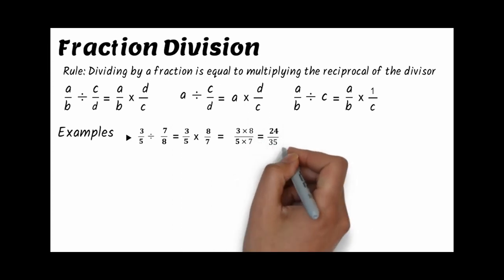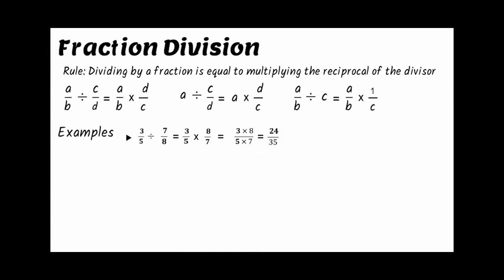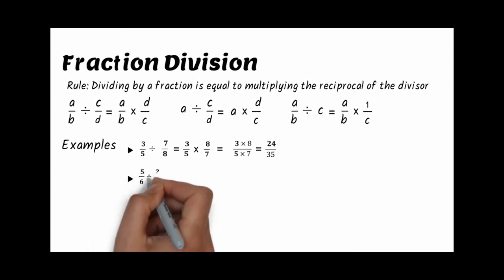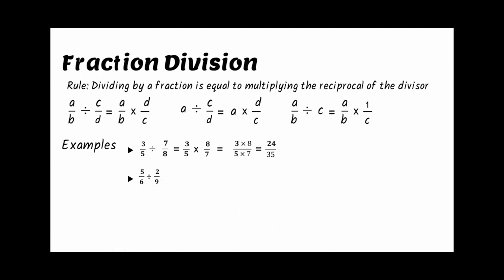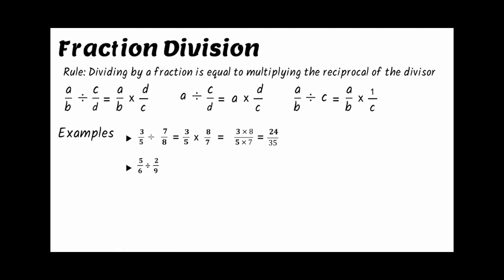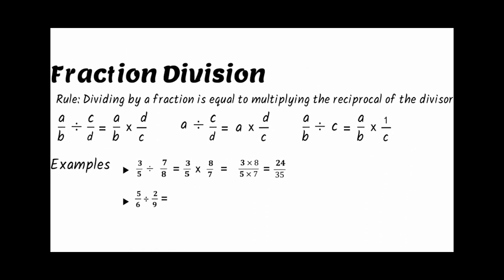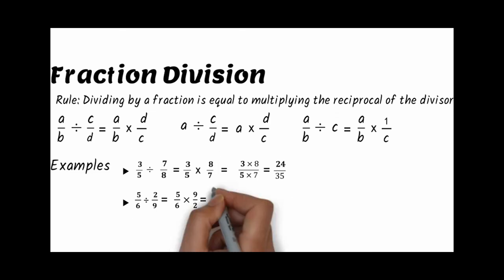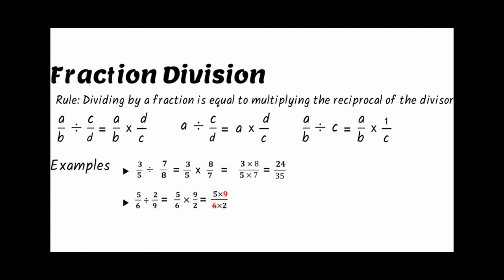Let's look at another example. We're also going to divide two fractions together. 5/6 divided by 2/9. So that is equivalent to 5/6 multiplied by the reciprocal of 2/9, which is 9/2. Now using the fraction multiplication rule, we have 5 multiplied by 9 over 6 multiplied by 2. 9 and 6 are in red because they have a common factor 3. So take out the common factor, that leaves us with 5 multiplied by 3 over 2 multiplied by 2, which is 15/4.